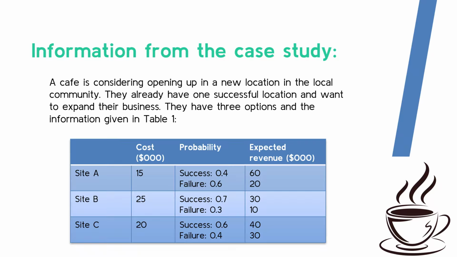Finally, you are given the expected revenue for each option. For site A, if success occurs, the business will earn $60,000. For failure, they will get $20,000. As you can see, failure does not mean a negative number. It just means that it is not enough to be considered successful. The business might set a level of what they think is successful or unsuccessful. In this case, all the information is given to you and you don't need to make that decision.